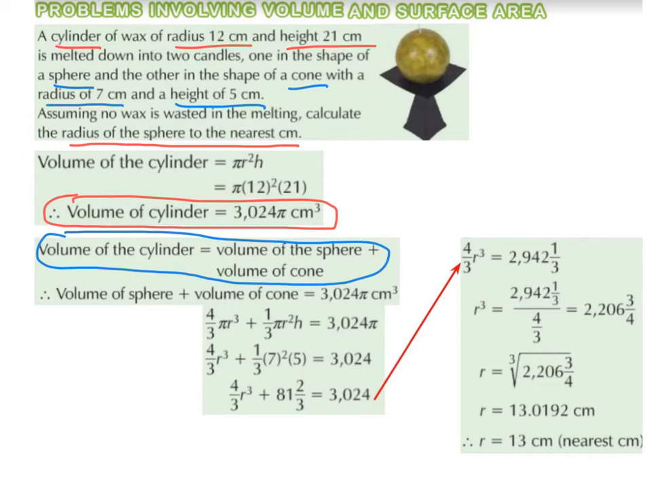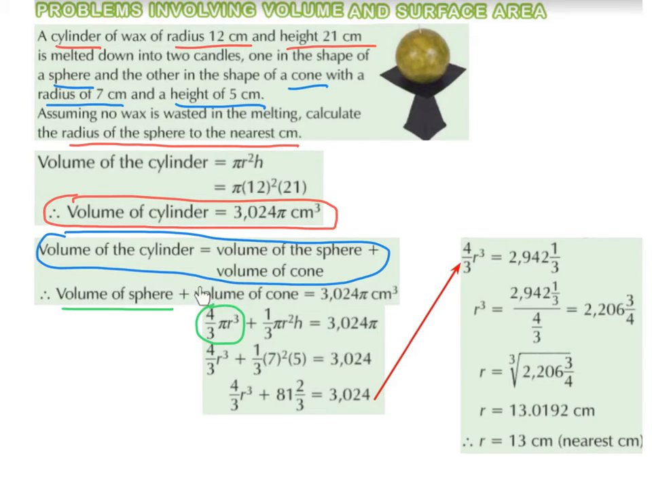So we're going to have the volume of the sphere plus the volume of the cone equal to 3024 pi centimeters cubed, because the volume of the cylinder is 3024 pi centimeters cubed. So we're going to fill in what we know. Well, for the volume of the sphere, we actually don't know anything about it at all. So all we do there is just write down the formula. So volume of a sphere is 4 over 3 pi r cubed.